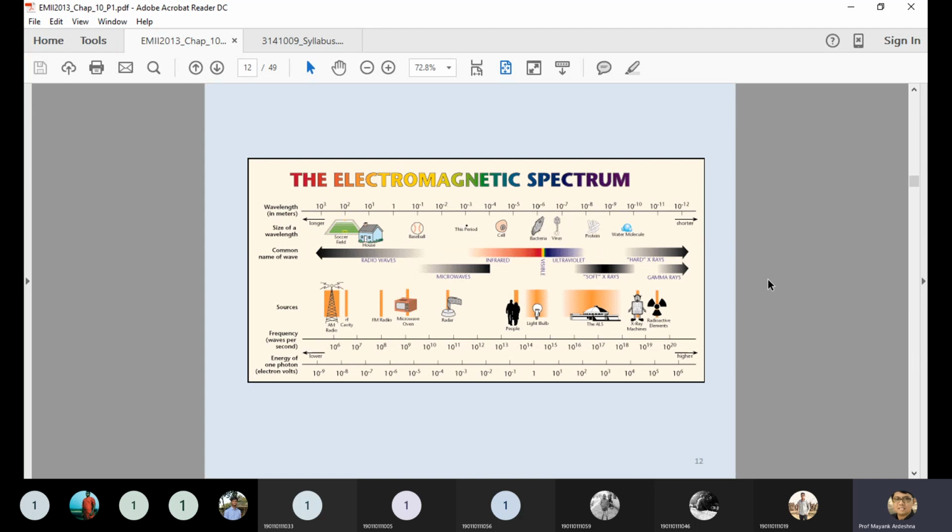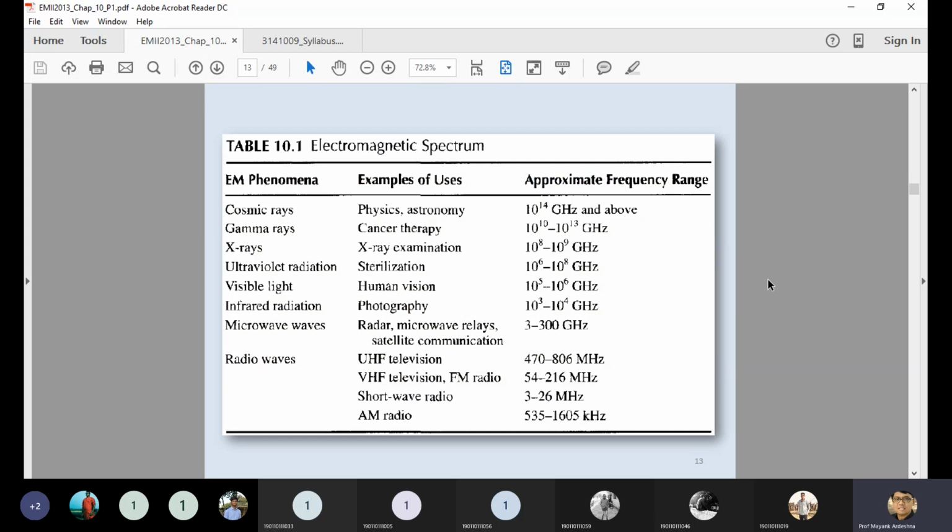So these are the different waves which we utilize in day-to-day life, like microwave, FM radio, AM radio, TV transmission, ultraviolet rays, X-rays, gamma rays. These are the different applications with different frequency ranges. Similarly, they are mentioning the frequency range with different uses of this frequency.